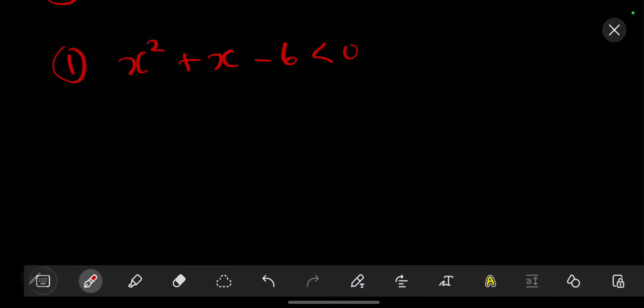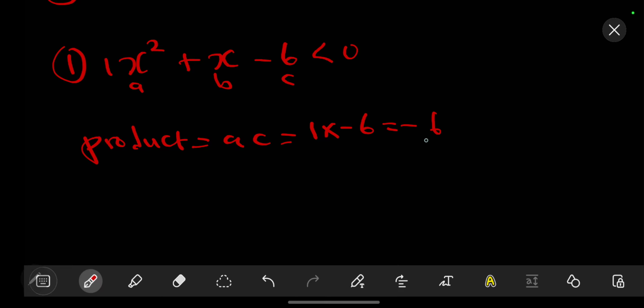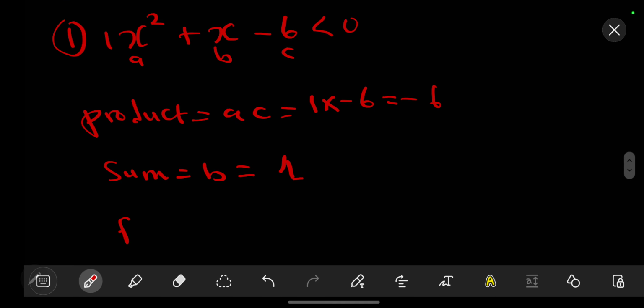When solving inequalities involving quadratic equations, we are going to use the same way we solve equations. Firstly, if we have such an arrangement, we are going to find our product. We know that our product is equal to AC. Multiply the coefficient of A, which is 1, times our C, which is -6, which will be -6. Then we have our sum. Our sum is the coefficient of B, which in this case is equal to 1. Then we are going to have our factors.